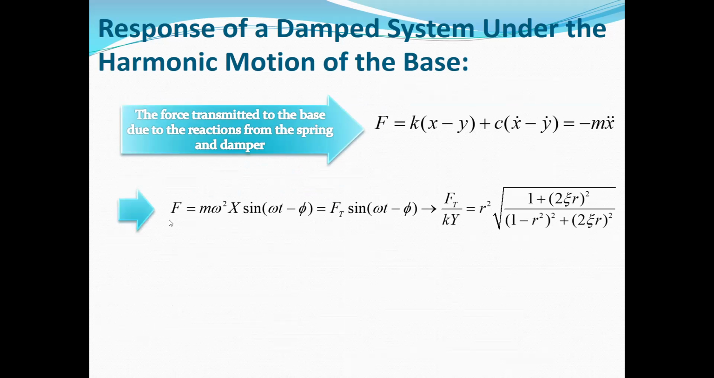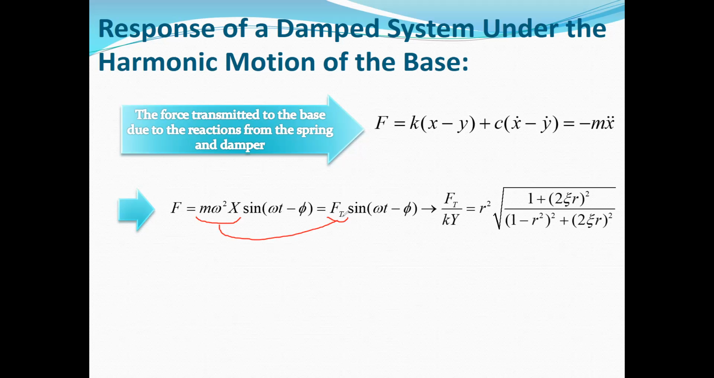Now we can substitute, because we extracted the x and also we have the y. When you substitute here, you can obtain, because f is equal to minus m times x double dot, and x is obtained from the particular solution in previous slides, m times omega squared times uppercase X times sine(omega t minus phi). And now we call it F_T times sine omega t. I mean, instead of m omega squared X, we substitute F_T, which is called the amplitude of the transmitted force.